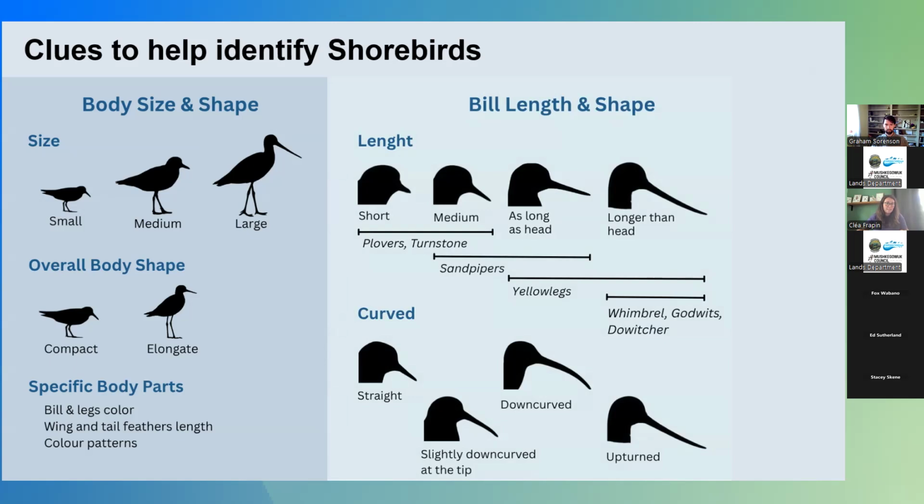Another big clue is the bill. So you can ask yourself, is the beak short or long? Is it straight? Is it slightly curved? Is it curved downward or curved upward? The bill shape together with the shape of the bird can quickly point you towards a particular group of birds, and then you can narrow down with the plumage.